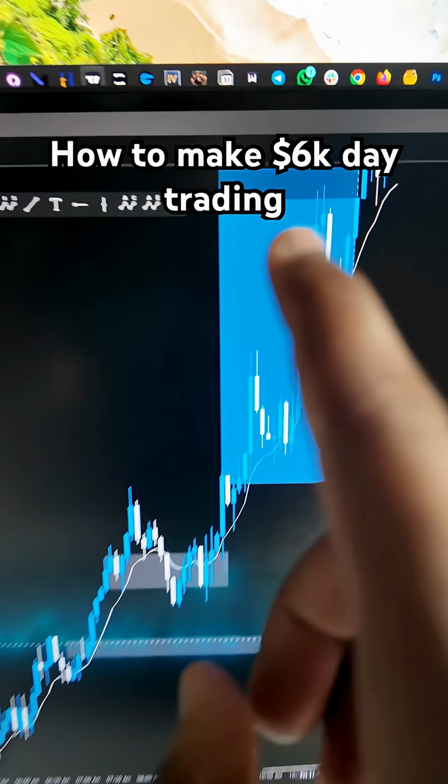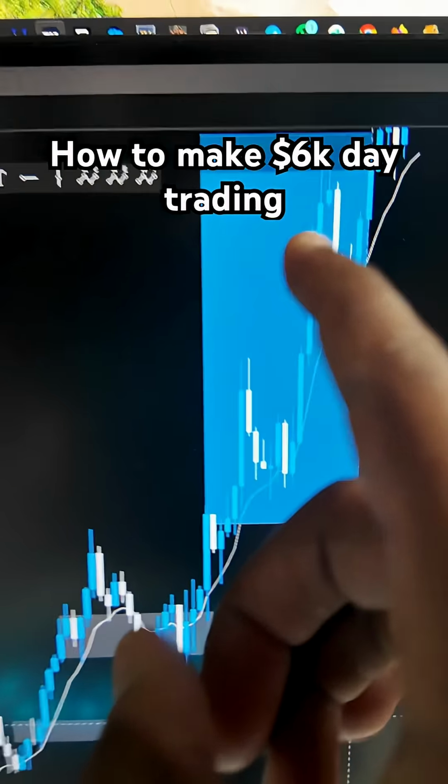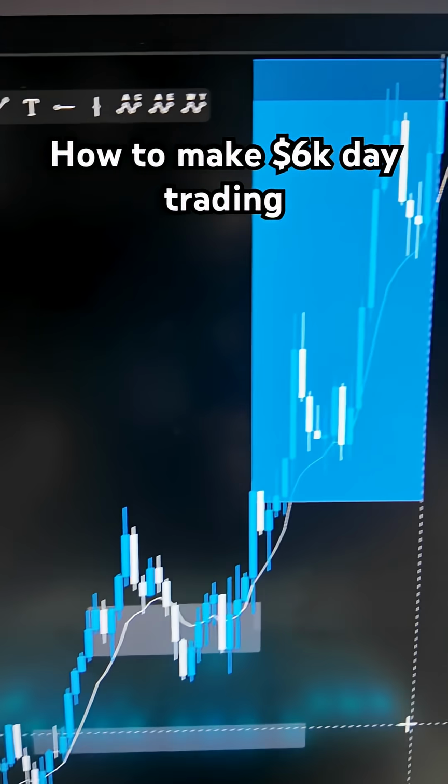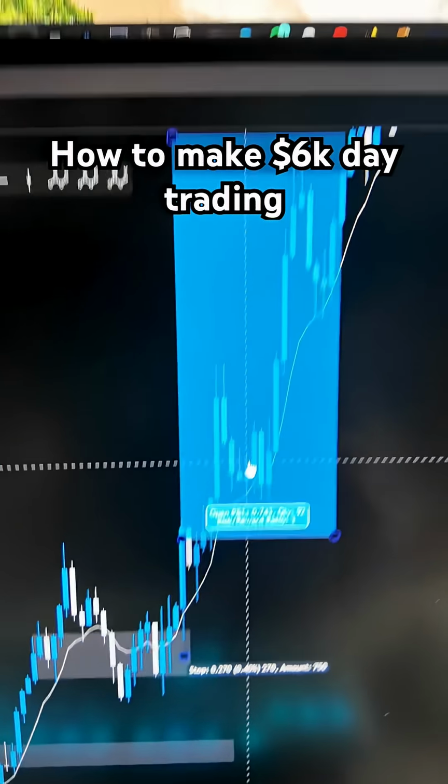That is right there how we get our setups to trade US 30, and I always go for a 1 to 3 trade, nothing less and nothing more.